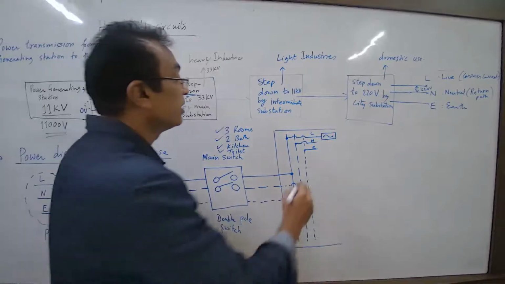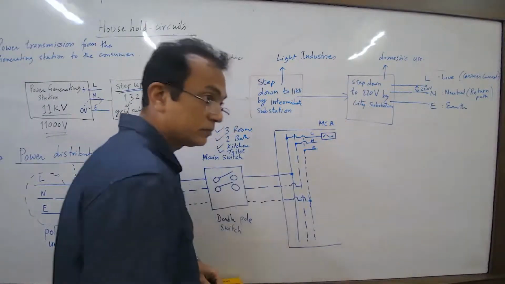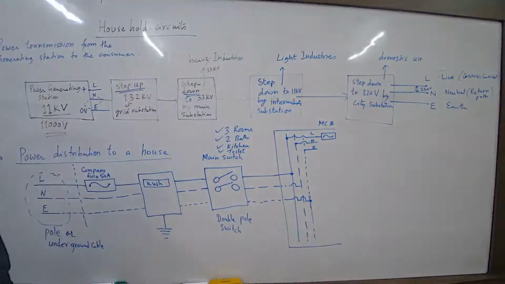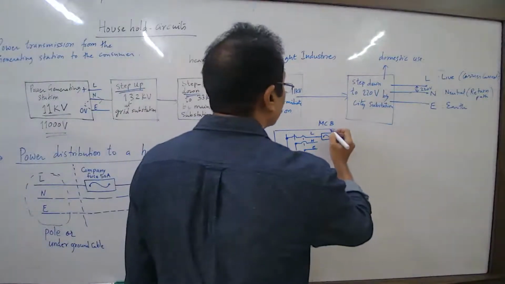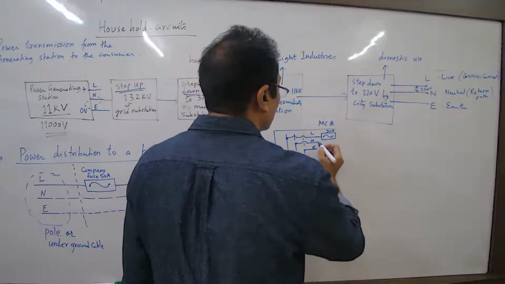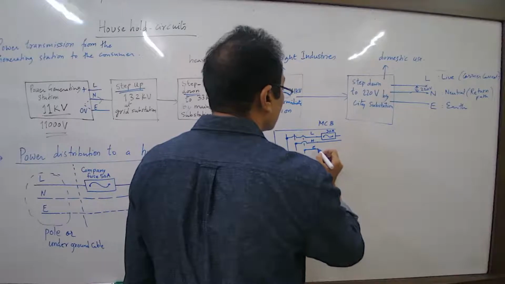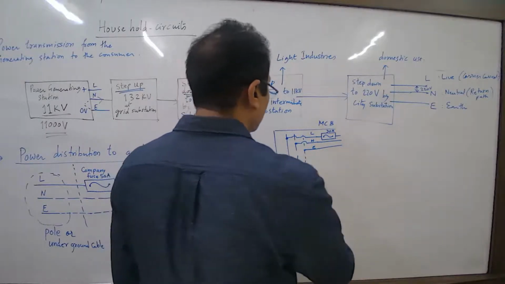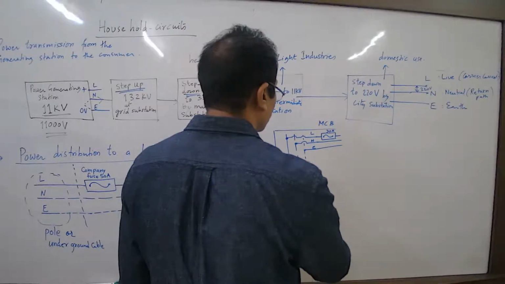You might have heard about MCB now. Miniature circuit breaker or main fuse. So this fuse is of what rating? 30 ampere. Right? Let's say 30 ampere. And then you have neutral wire. This goes ahead. Got it? Similarly, you will take another connection. So this is what happens in the distribution board.